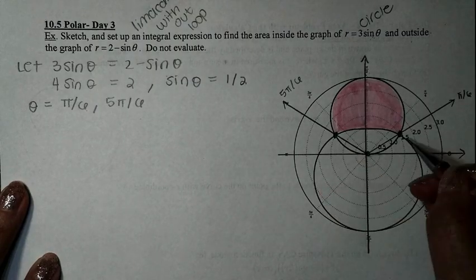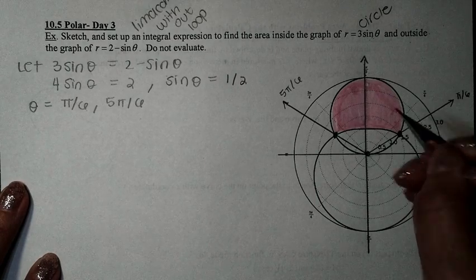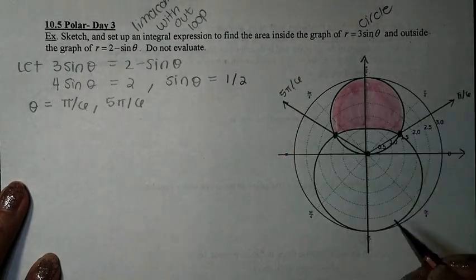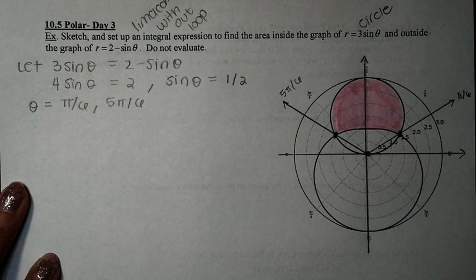We're going to sweep them. Okay, so what are we going to do? We start at pi over 6 and we finish at 5 pi over 6. So those are going to be your limits of integration. Isn't that beautiful?